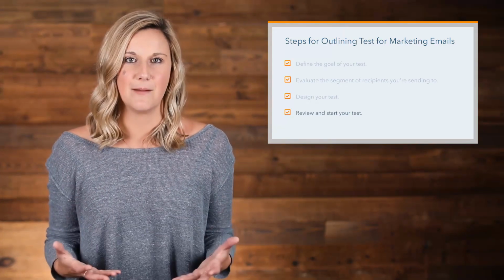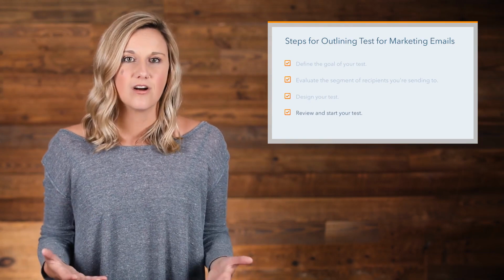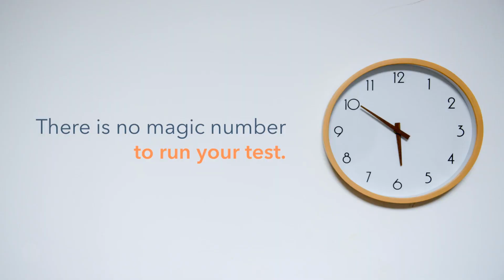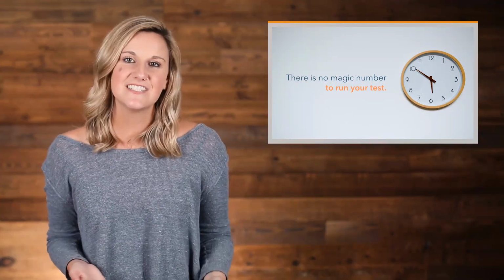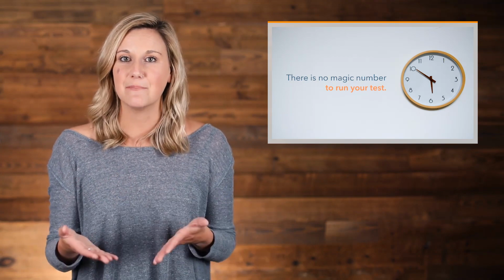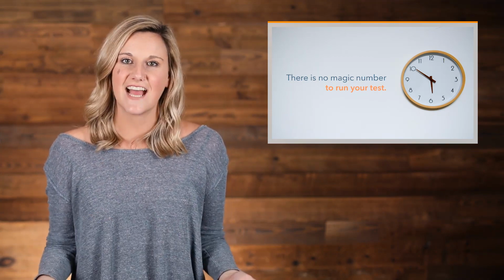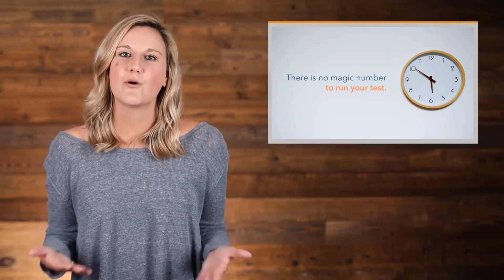This is an important step because it means deciding how long you want to run your test for. There is no magic number, no perfect time of the week, or even day of the month to run your tests. But you want to run your test long enough to make sure enough of your contacts have had time to interact with the content. Some email A/B testing tools will have you set a time frame for the test, and at the end of that time period, the tool will choose a winning email to send to the rest of your contacts. This is why timing can be so important.